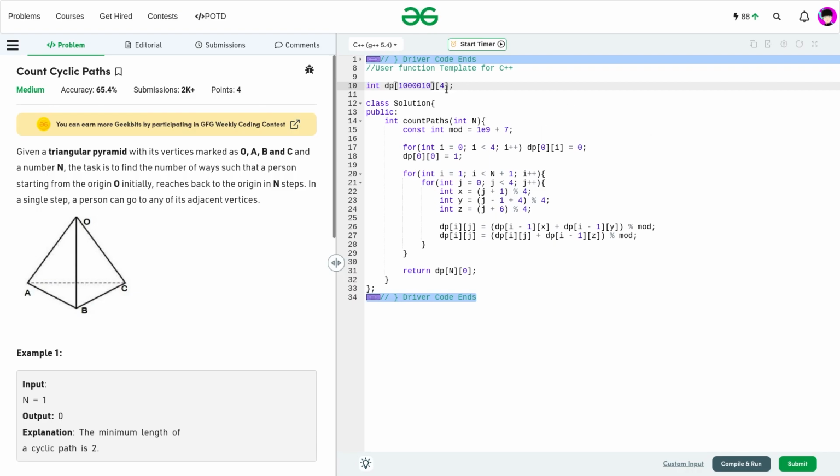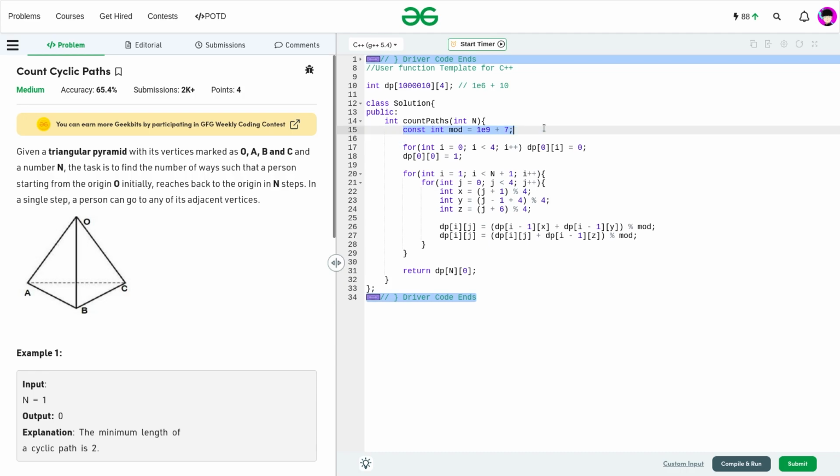So what I've initially done is I've initialized a global DP array, of size 1e6 plus 10. This is the size that I have taken, and the number of states is 4, obviously. I have initialized it outside because when I was initializing it inside the function, it was giving me a runtime error. I believe the limit for initializing arrays inside functions is around 10 raised to the power 5. Since it was 10 raised to the power 6, I had to initialize this outside of the function.